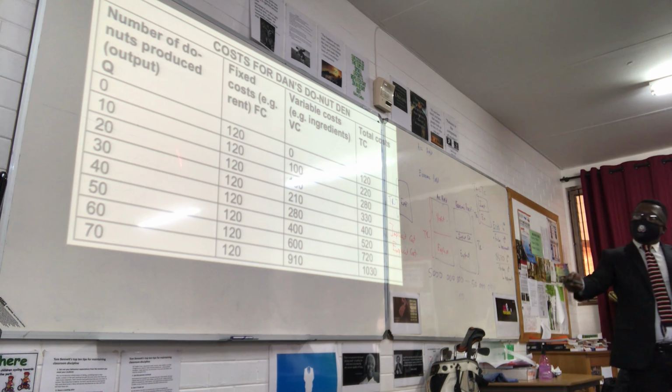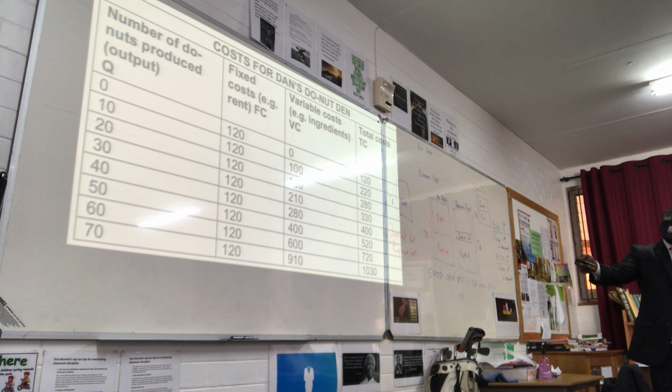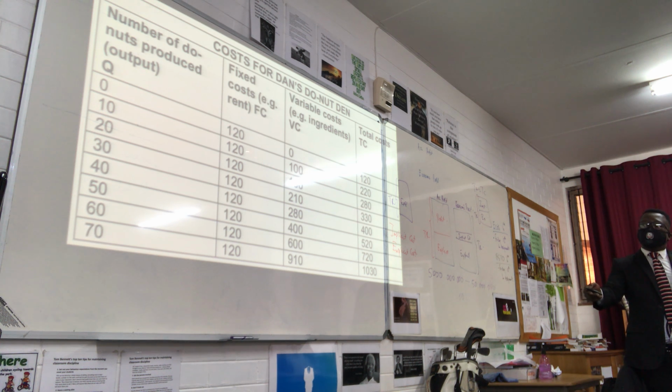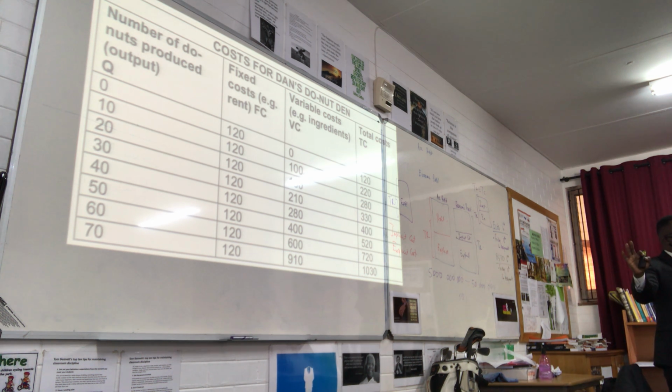Variable cost, as I said, the more the output increases, the more the variable cost gets. Your total cost would be your variable cost plus your fixed cost put together. So 120 plus 100 is 220. 120 plus 910 is 1020. Simple enough so far, Chase?